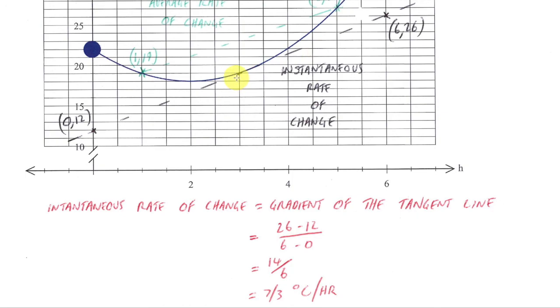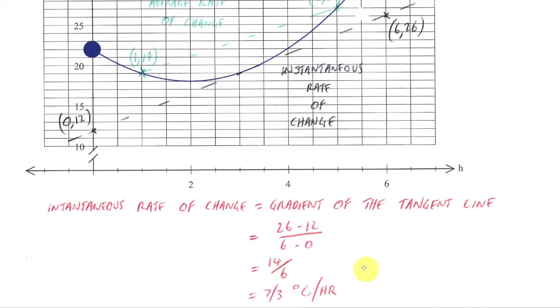All right, now I need to locate 2 points that are on that tangent line, and so I've identified (0, 12) and (6, 26). So what I can do now is say that the gradient of this tangent line will equal the instantaneous rate of change at the 3-hour mark for this curve. So it's going to be (26 - 12) over (6 - 0) to give me 7/3 of a degree per hour that goes by. That is my instantaneous rate of change.